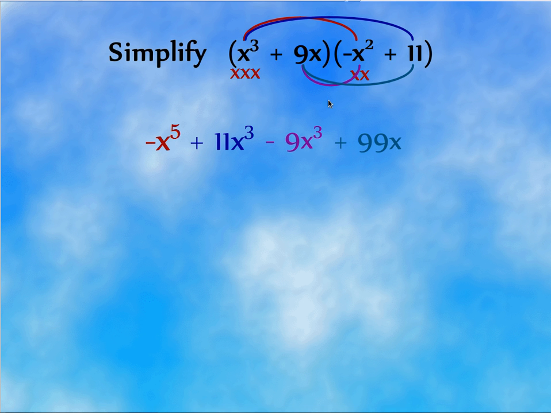Now all my distribution is done. I have the 4 terms that I decided I needed, right? What's my next step? What's my last step when I'm multiplying? Now I need to look at combining like terms.